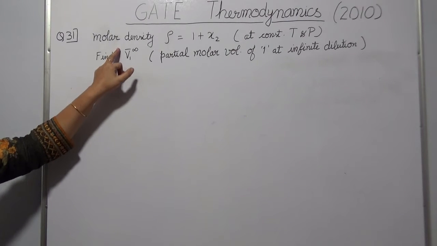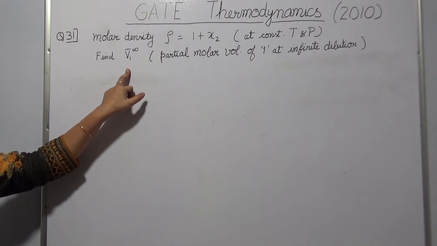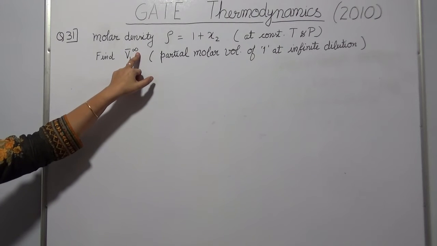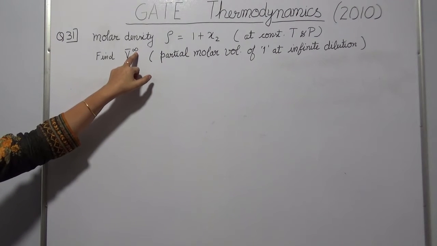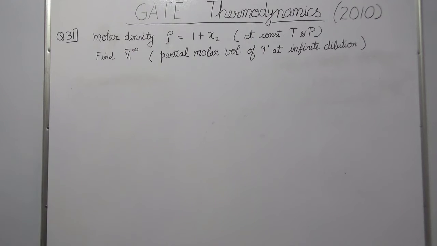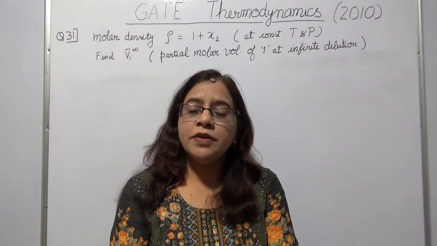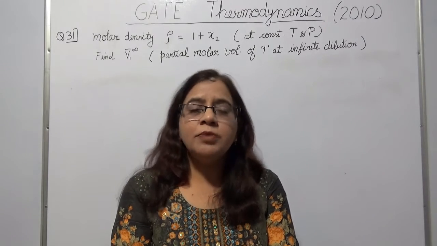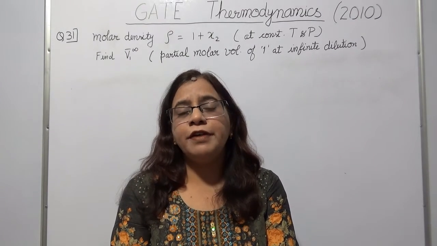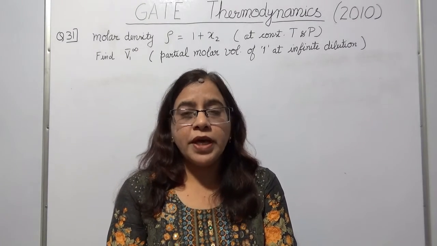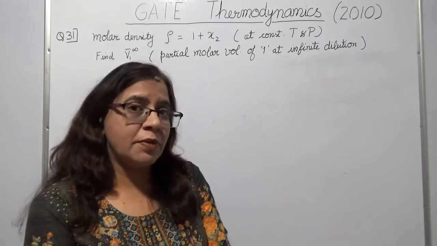Okay, so in the last video you have seen that the partial molar property at infinite dilution we represent with an infinity sign over here. Now, up till now you have seen problems in which partial molar properties were given and you had to find your mixture property. For that you used your summability relation.